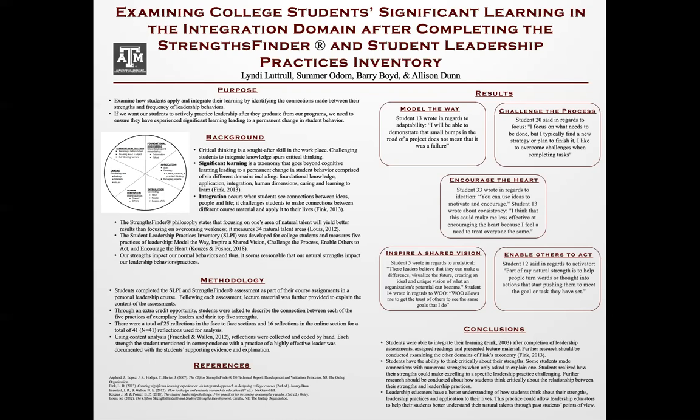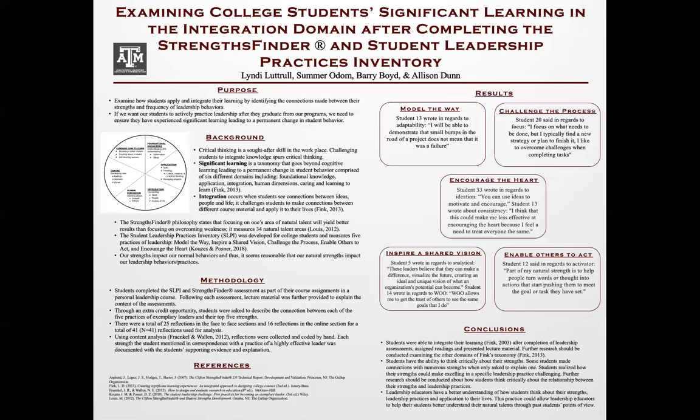The background behind this study was critical thinking is a sought-after skill in the workplace. Challenging students to integrate knowledge spurs critical thinking. Significant learning is a taxonomy that goes beyond cognitive learning, leading to a permanent change in student behavior comprised of 6 different domains, which you can see to the left. These domains include foundational knowledge, application, integration, human dimension, caring, and learning to learn.